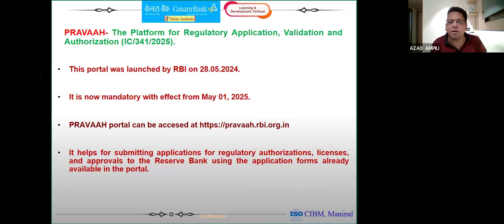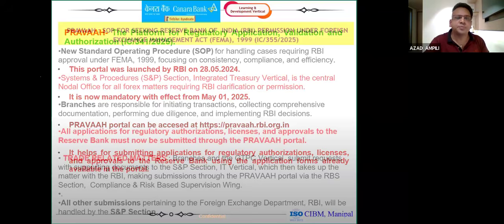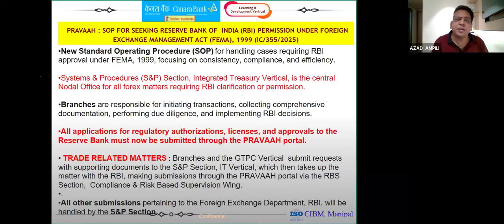So I have given the link there, pravaah.rbi.org.in. It helps in submitting applications for regulatory authorizations and licenses. If you want any license approved from RBI, the application can be made only through this, using the application forms already available in the portal. So what is the SOP they have given in 355/2025? Branches are responsible for initiating transactions, collecting comprehensive documentation, performing due diligence, and implementing RBI decisions. Means the customer comes to the branch, and they have to take the required documents.